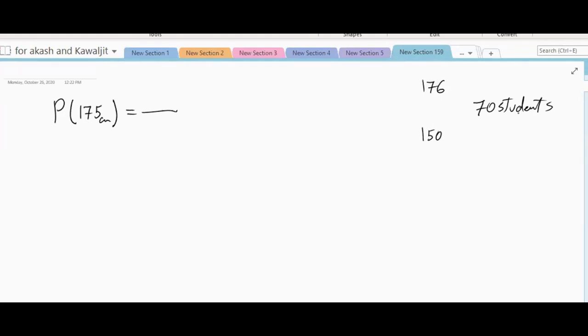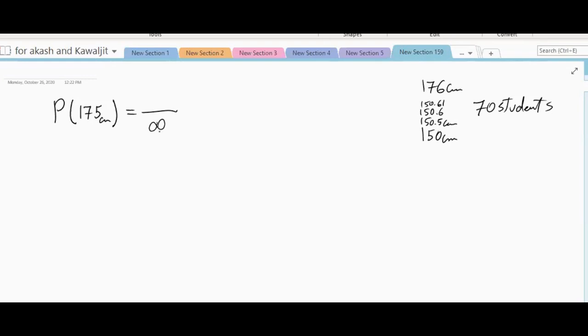The denominator would be 70? No, because the number of possible heights is not 70. How many different heights do we have between 150 centimeters and 176 centimeters? How many different heights are there? 26? No, because there is also 150.5 centimeters. The height of people is not jumping from 150 to 151. Also, we have 150.6, 150.61. Infinite. Very good. So the denominator is infinite.